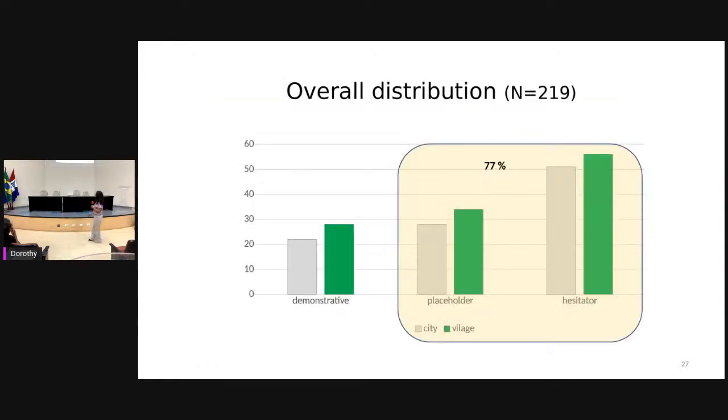The overall distribution of the forms, the 219. What is interesting here is that, in fact, this first preliminary observation, 77% of the tokens were not demonstratives. So only 43, right, were actually demonstratives, all the others no. And then another thing that I started to notice is that there were no significant differences between the data from the city and the village, so I ended up for the rest of the slides with the data collapsed because there was not much of a difference in every variable that I explained.